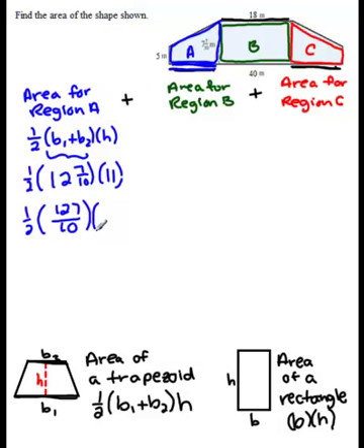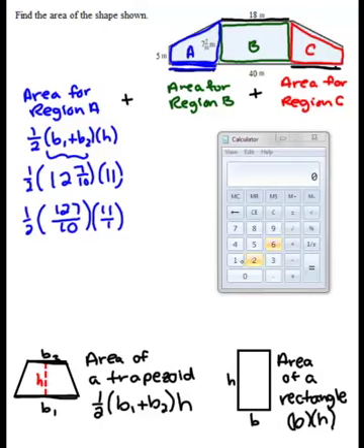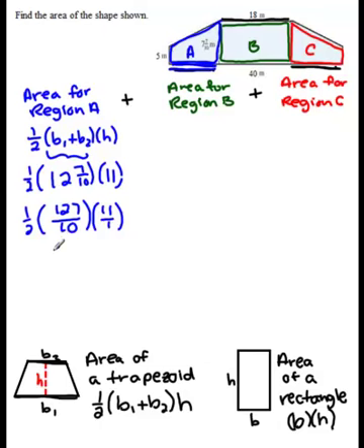And we're going to take that and multiply by 11, and I'm going to go ahead and write that as an improper fraction, 11 over 1. Multiplying straight across, I have 1 times 127 times 11. 127 times 11 gives us 1,397. 1,397 over 2 times 10 times 1 is 20. And that's the area for region A.